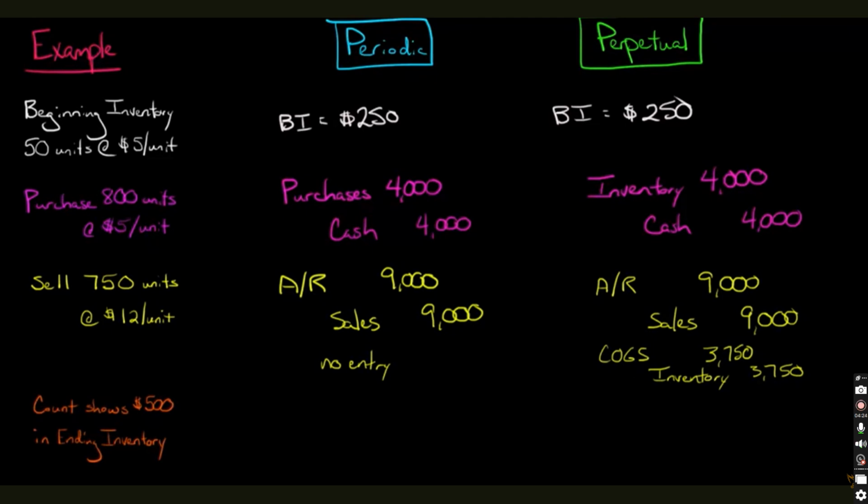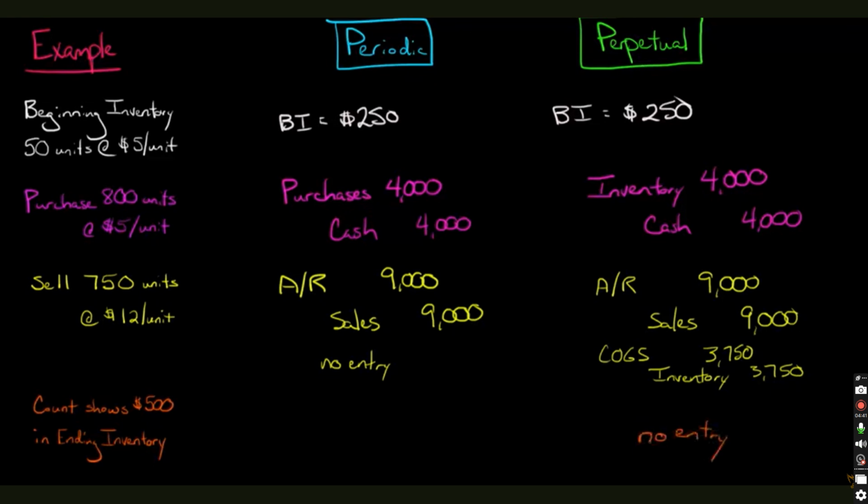Say we're at the end of the year. And so now we're saying, okay, look, let's do a count and see what's in our ending inventory. And it shows we have $500 in ending inventory. Now with the perpetual method, we don't have to make a journal entry. There's no entry required.